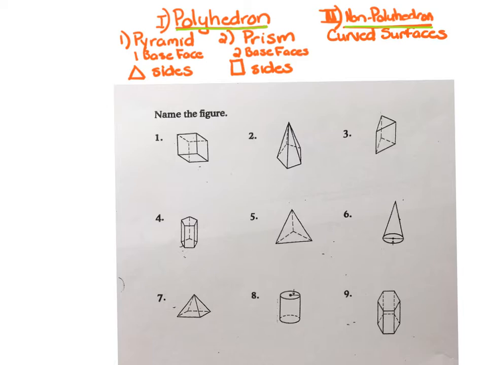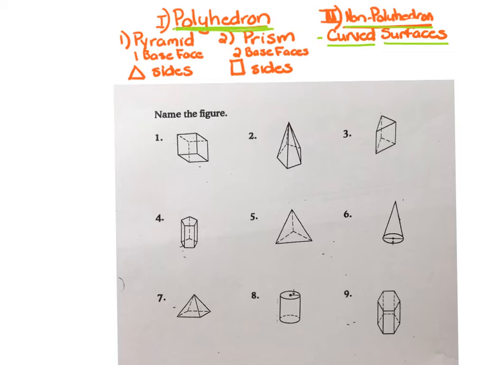Polyhedrons have all flat surfaces. A non-polyhedron can have some flat surfaces, but if there is a curved surface on the solid, it is considered a non-polyhedron, such as a cone, a cylinder, and a sphere.